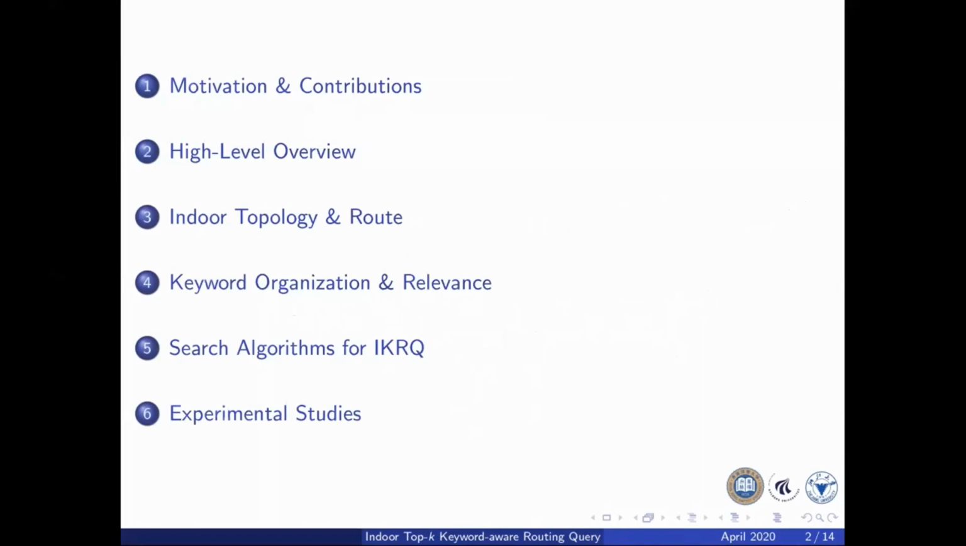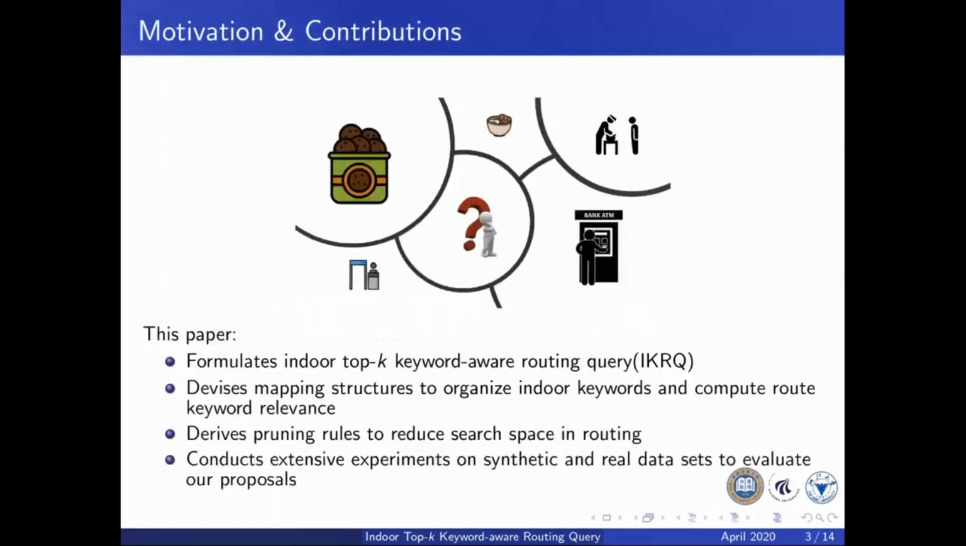A desirable route should have a shop that sells cookies, an ATM or a bank that offers cash, and a restaurant that offers noodles. The route should not be too long, which means the route distance should be less than the distance constraint. Our paper formulates the indoor top K keyword-aware routing query, devises mapping structures to organize the indoor keywords and compute route keyword relevance. It also derives pruning rules to reduce the search space in routing and conducts extensive experiments on both synthetic and real datasets to evaluate our proposal.